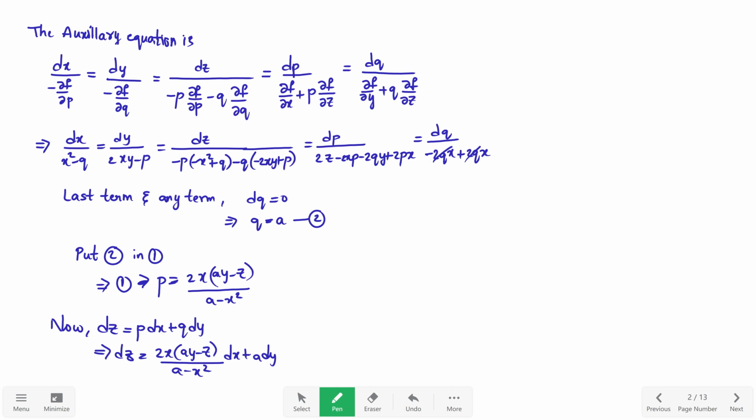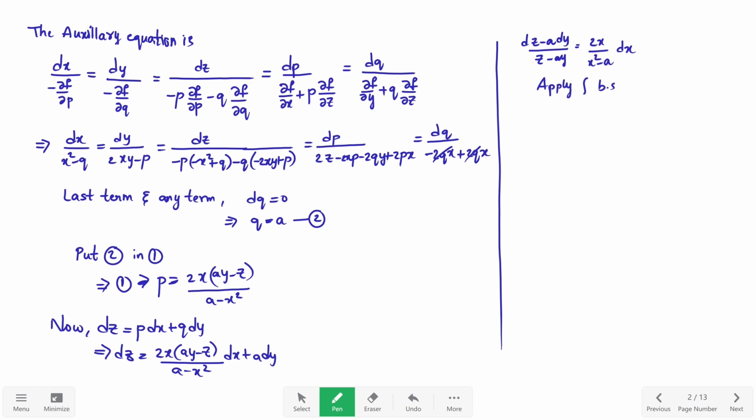On separating the variables, we can represent this as (dz minus a dy) by (z minus ay) equal to 2x by (x squared minus a) into dx. Now to get the solution, if we apply integration on both sides, we get log of (z minus ay) equal to log of (x squared minus a) plus some constant.